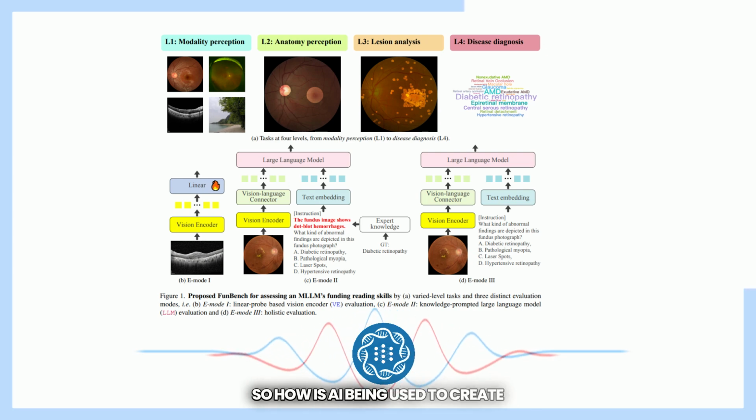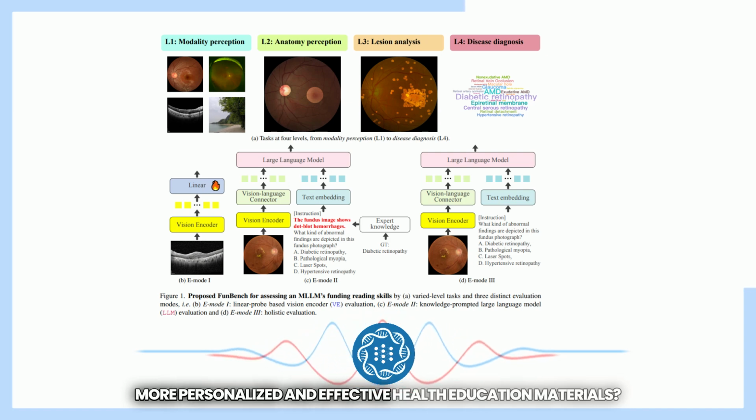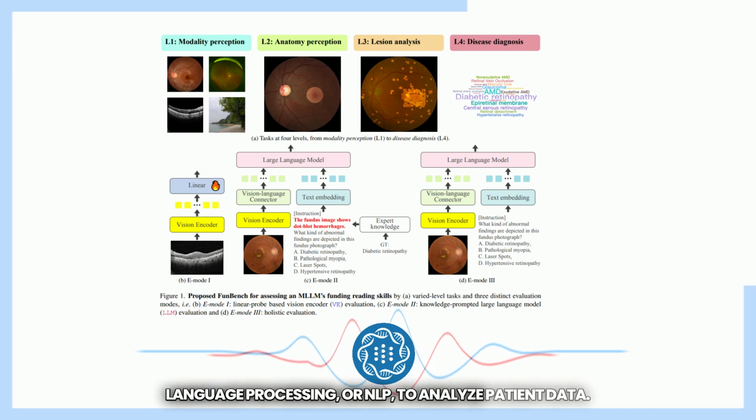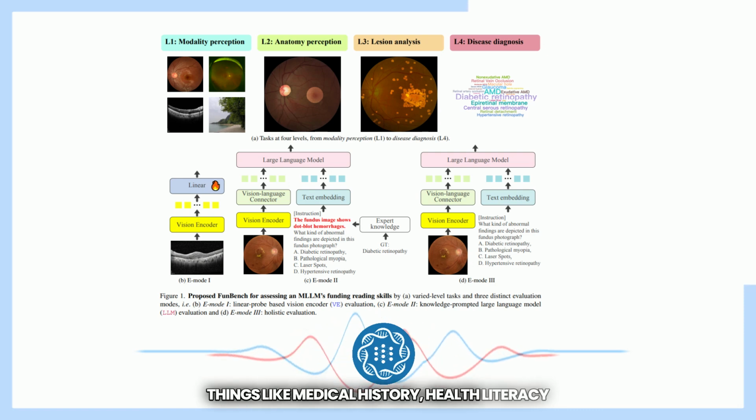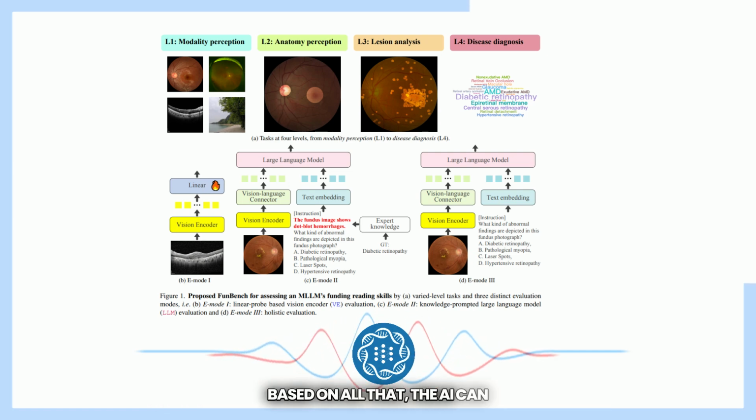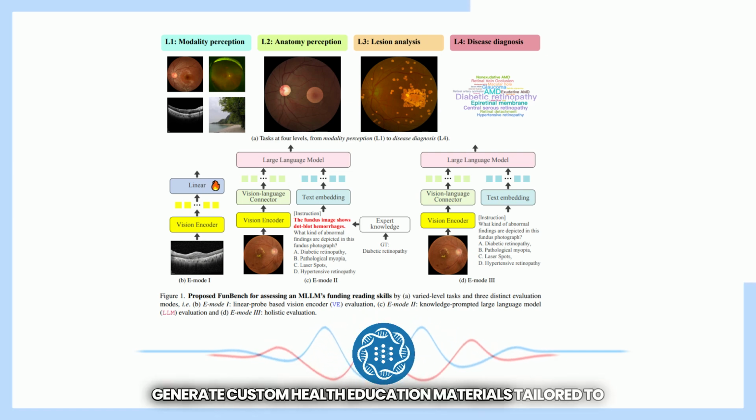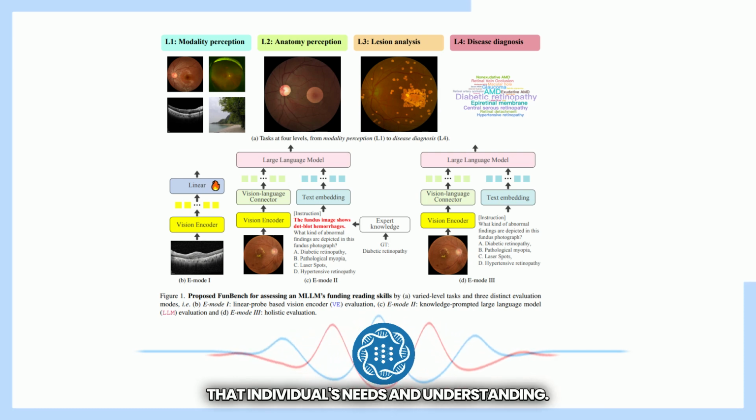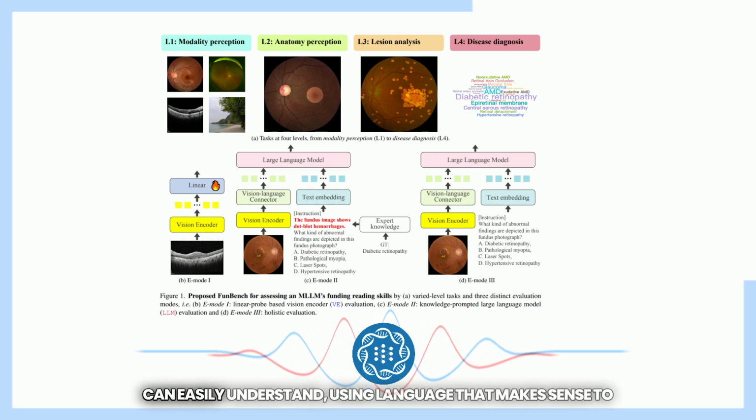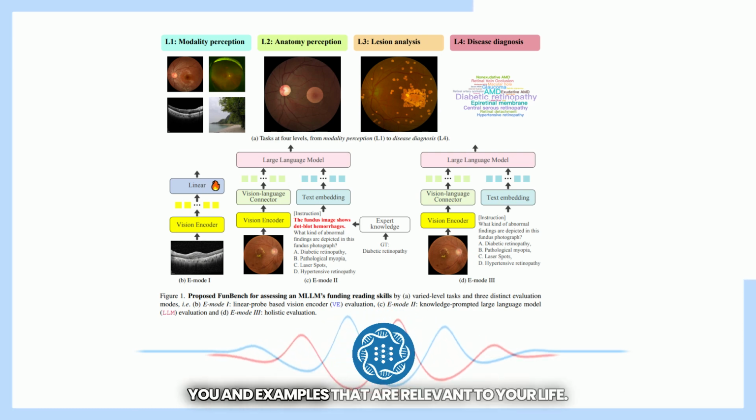So how is AI being used to create more personalized and effective health education materials? The researchers created an AI system that uses natural language processing, or NLP, to analyze patient data, things like medical history, health literacy level, cultural background, and learning preferences. Based on all that, the AI can generate custom health education materials tailored to that individual's needs and understanding. So it's like having an AI tutor who can explain those complicated medical concepts in a way you can easily understand, using language that makes sense to you and examples that are relevant to your life.